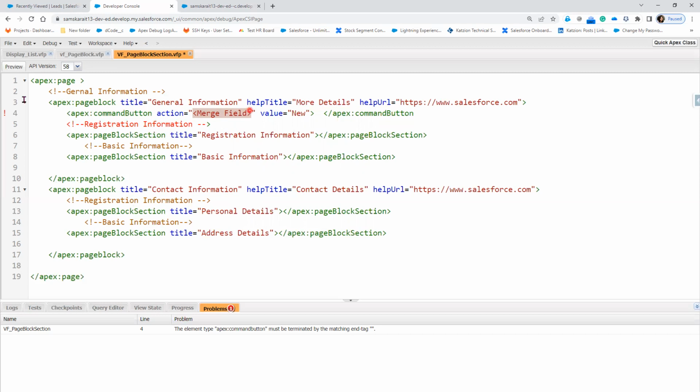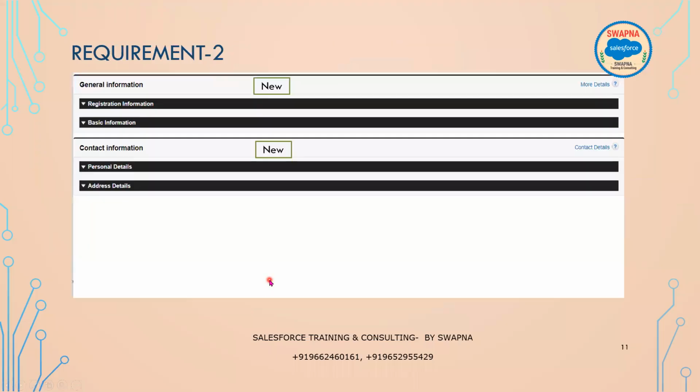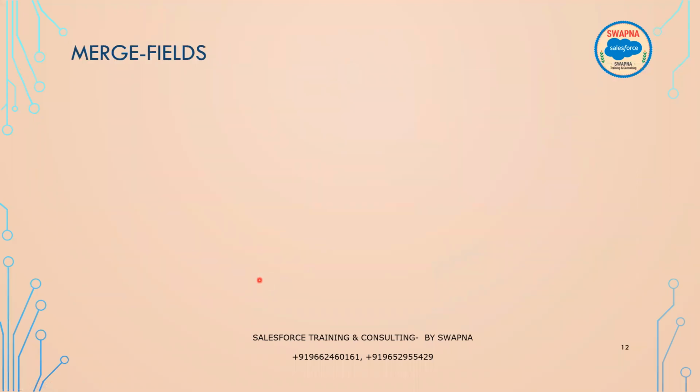How can we add a merge field? Merge fields are nothing but a way to display the standard reference fields. To display the standard reference field, we use a merge field.